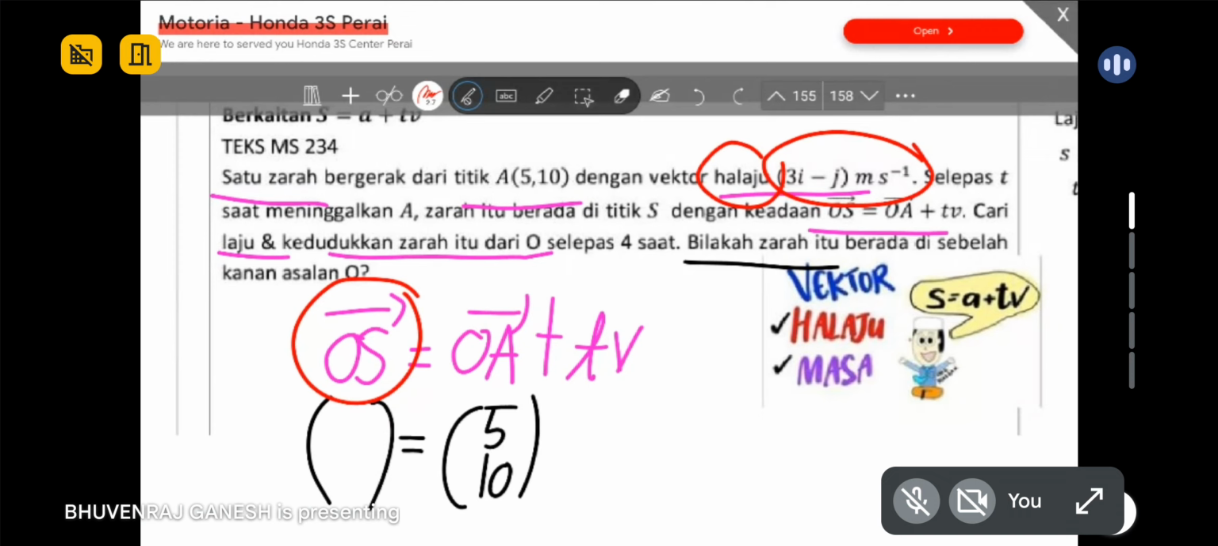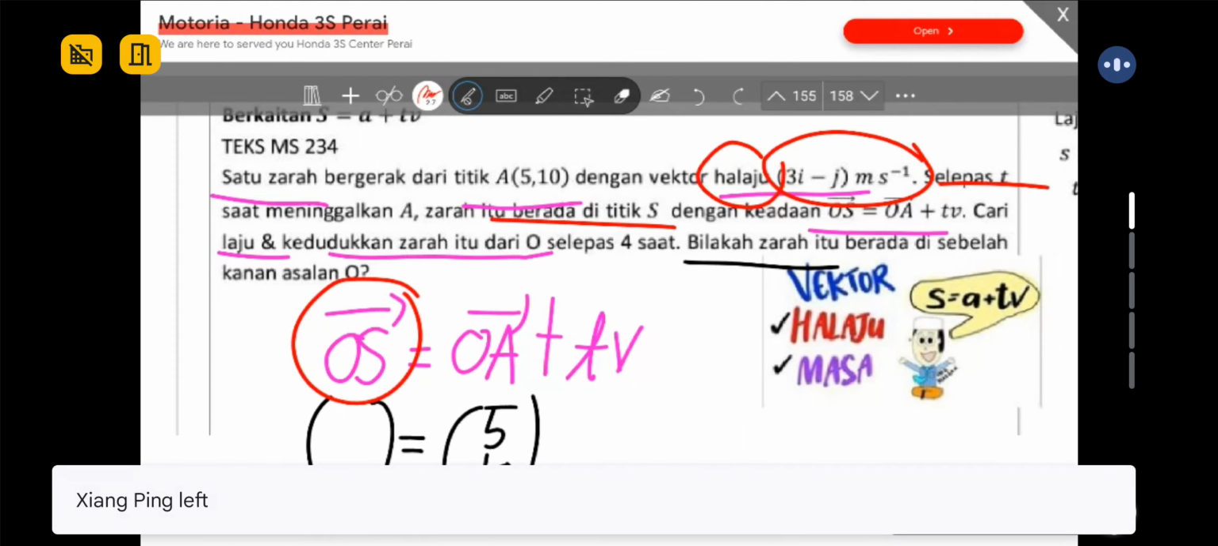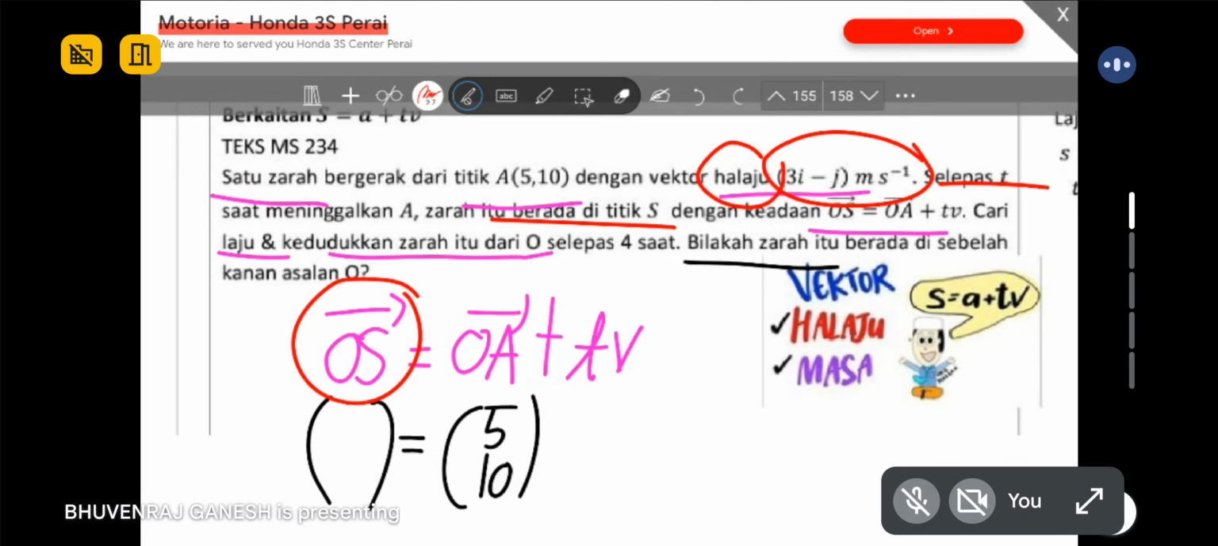You see, satu zarah bergerak dari titik A, 5 10. Okay, and then they say selepas t saat dia berada di S. Okay, so you guys must think and see. We don't know the coordinate, right? For S, kita tak tahu. So, logically kita akan letak x. Am I right? For coordinate x, we put x lah. So, kita tak tahu. We don't know what is the value of x. And then y? Y we will actually write as 0, guys. Kosong.